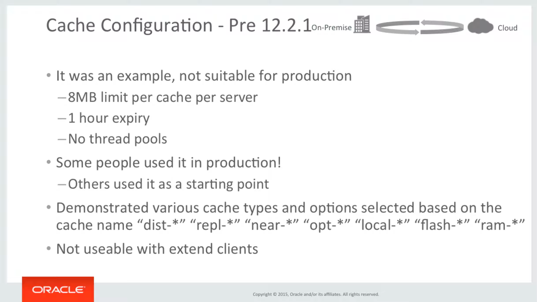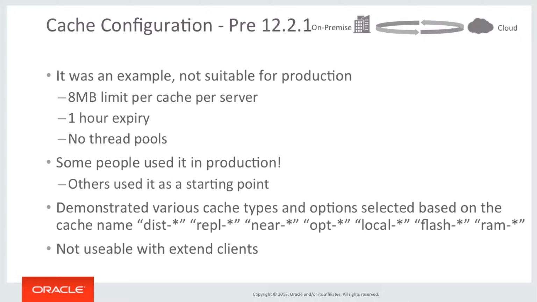And there was also no thread pools configured. So you could be sitting on a 32 core box and have 100 clients throwing requests at you, and they were being processed on a single core. This was just what was in the legacy example cache configuration.